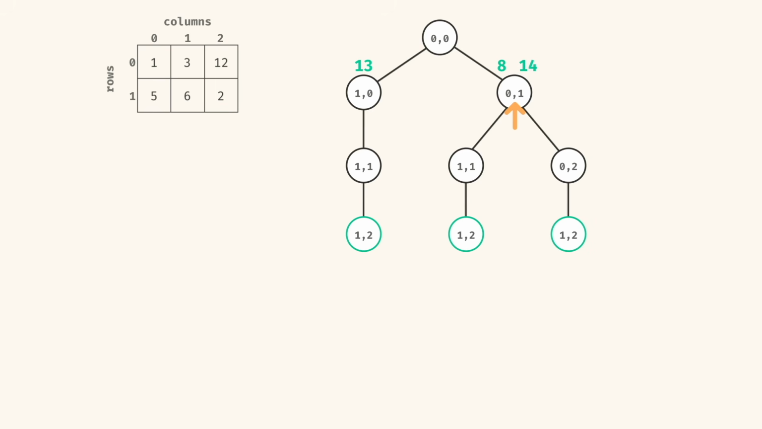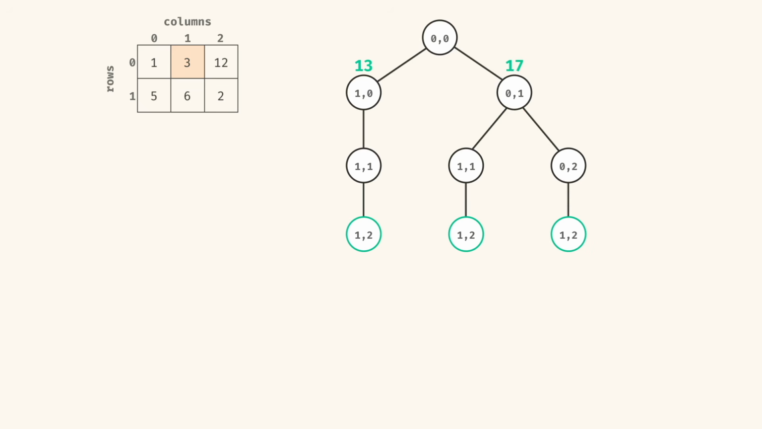So 14 is bigger than 8, so I prefer the 14 here. But I should also still add the value stored at my current position. So if I look at position 0, 1 within my grid, that would be this value of 3. So I add 3 to the 14, giving me 17.